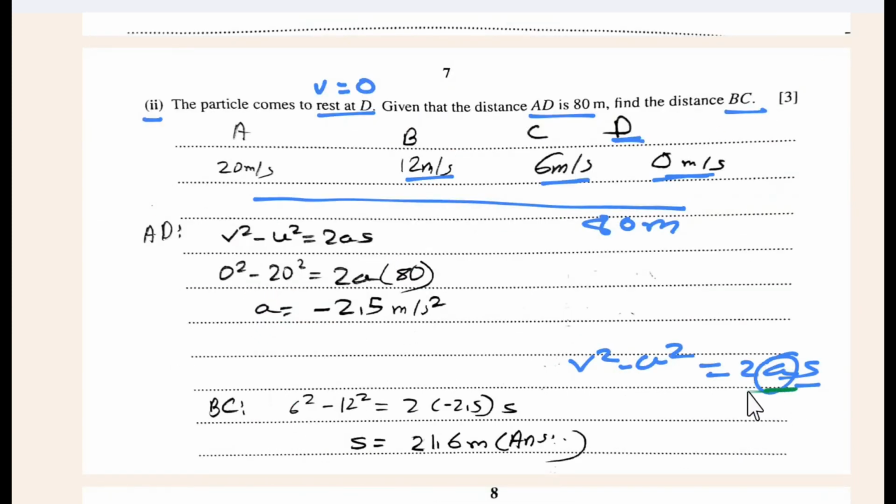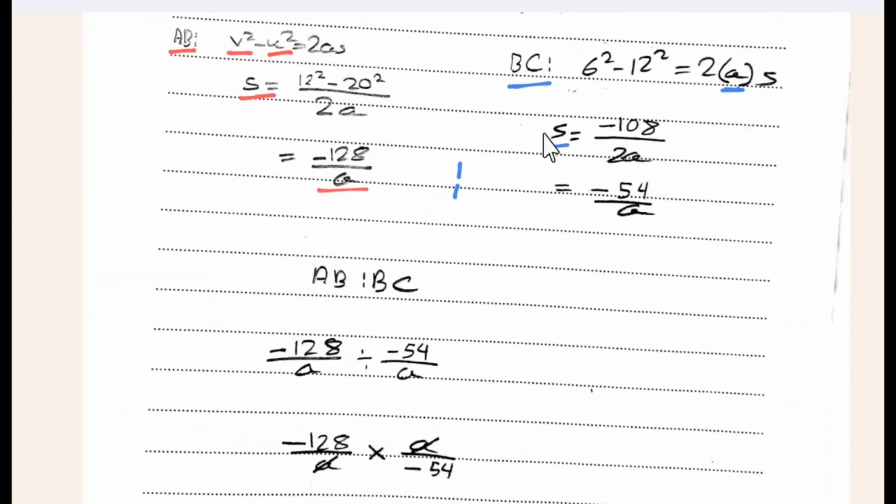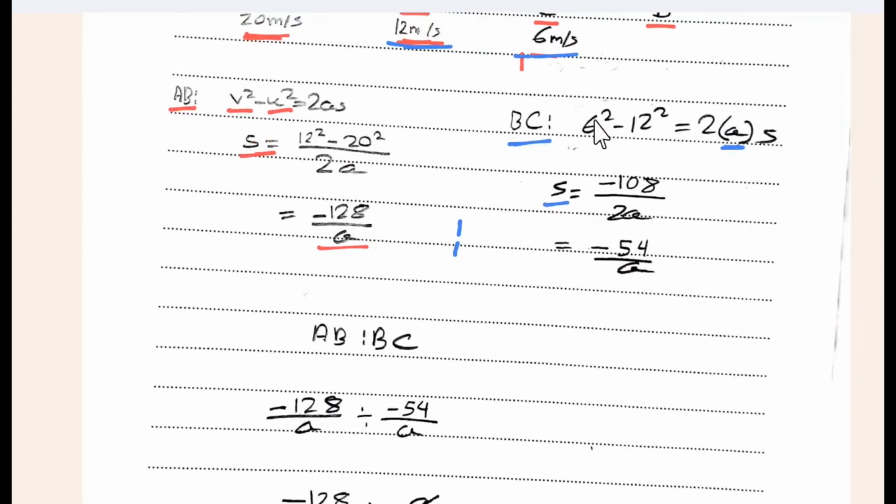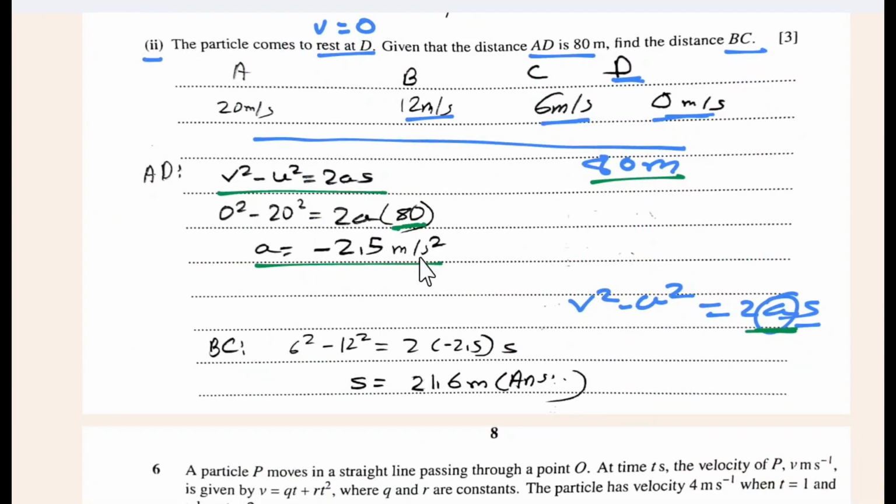And to find the value of this constant deceleration, we know the distance AD. So we know the distance AD, we know the speed at D and speed at A. So we just substitute the values in v squared minus u squared is equal to 2as to find the acceleration. Since it is mentioned that it is constant deceleration, the acceleration value is negative, so deceleration would be positive. So now that we have the value of acceleration, we substitute the values in the equation to find the distance BC as 21.6 meters. The distance BC is 21.6 meters as the answer.